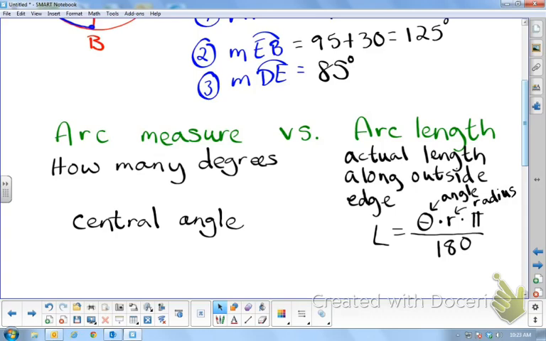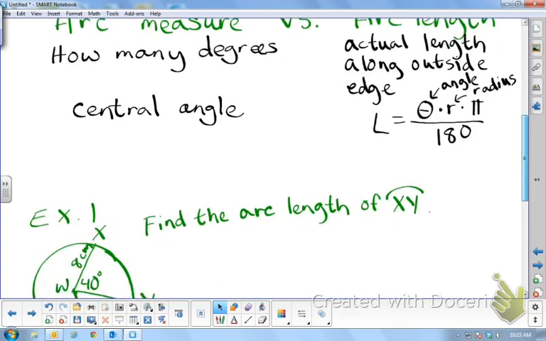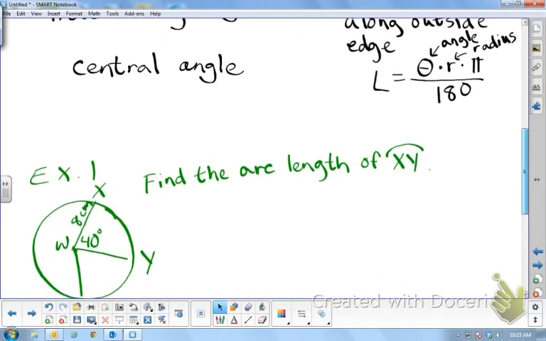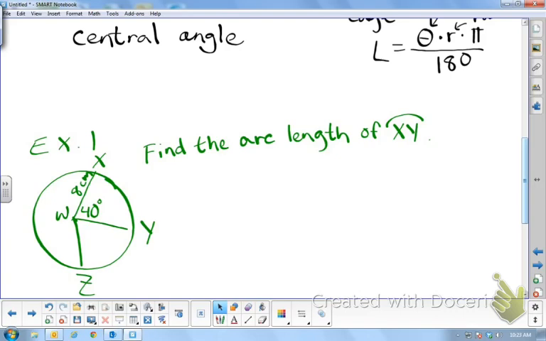So we're going to try a problem. Chris? We're going to try a problem where we find the arc length instead of the arc measure. Edgar, I'm listening. I don't want you to be talking, even if you're listening. I'm glad you're listening, but I also want you to be not talking so other people can also listen.